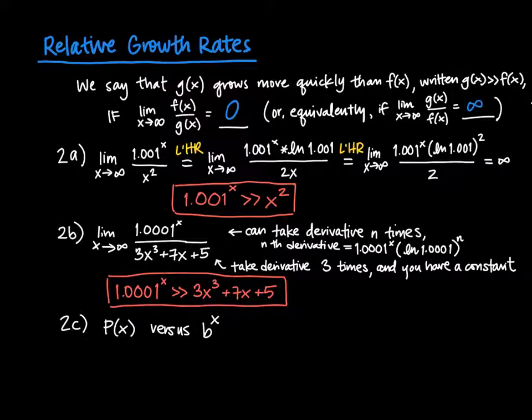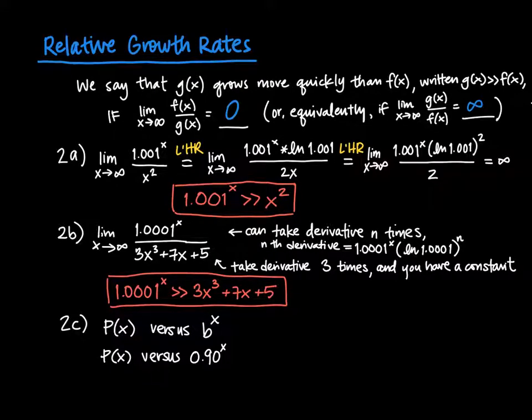Well then, as x increases, the polynomial will increase, but if you raise something less than 1 to a really, really high power, that's actually going to decrease. So that exponential is not a growing function. It's a decreasing function as you raise something less than 1 to a higher and higher power. So for b less than 1, you don't even have a contest between two functions that are growing. The polynomial will win.